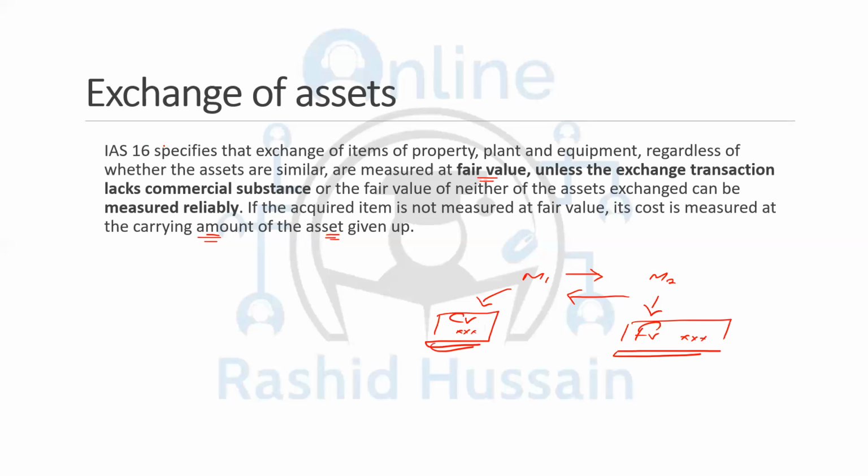I can read it for you. IAS 16 specifies that exchange of items, regardless of whether assets are similar, they can be different, are measured at fair value unless it lacks commercial substance or the fair value cannot be measured. If the acquired item is not measured at fair value, let's assume it is not available, its cost is measured at the carrying amount of the asset being given up. Whatever asset you are giving in exchange, take the same amount and record the new asset which you're getting in exchange at that particular amount.